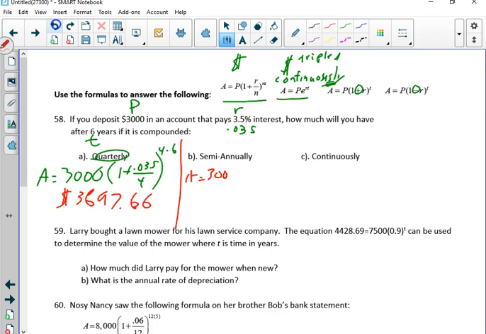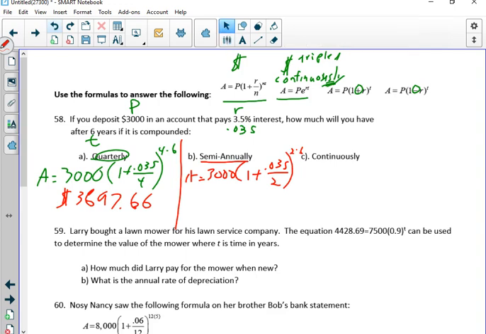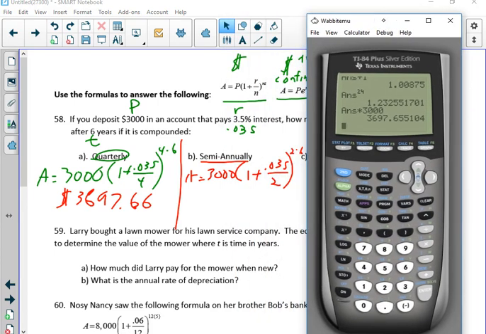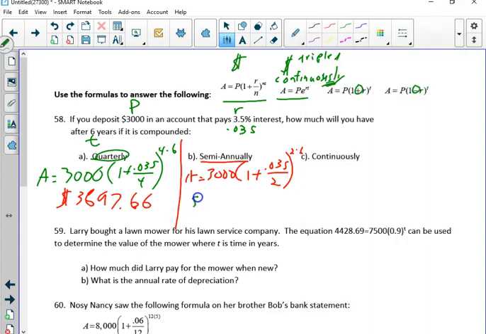Now, semi-annually is going to look almost exactly the same. A equals 3 grand times 1 plus 0.035 divided by 2, semi-annually, twice a year, to the power of 2 times 6. So the only thing that's going to change is now I'm going to do 0.035 divided by 2 instead of 4, plus 1, raised to the power of now 2 times 6, which is 12, times the 3 grand. And there's my answer, $3,694.32. Careful, the 7 makes the 1 round up.